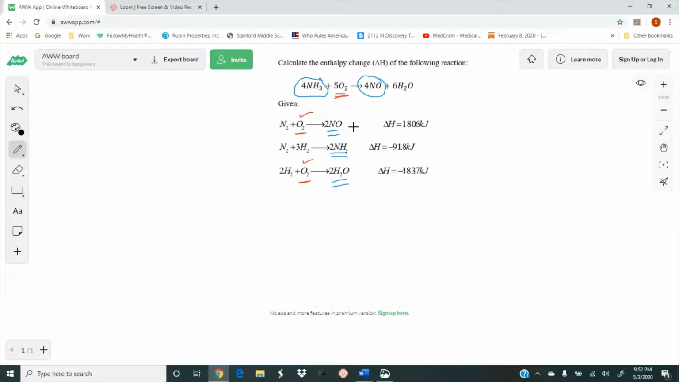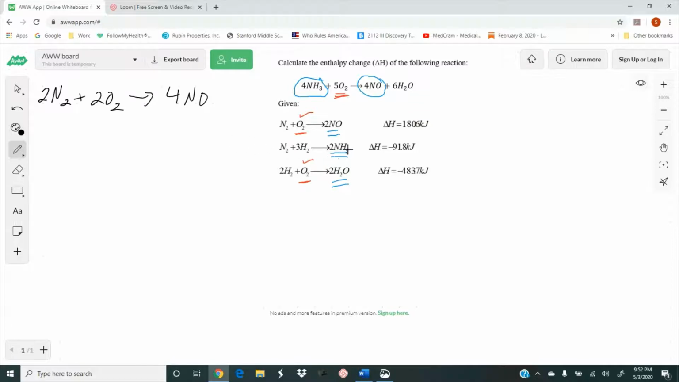Okay, so let's see. In order to get our 4 NOs on the right, I'm going to have to take this 2NO and multiply it by 2. We have to do it for the whole equation. So I go ahead and multiply the whole equation by 2. I end up with 2N2 plus 2O2 goes to form 4NO. Right?